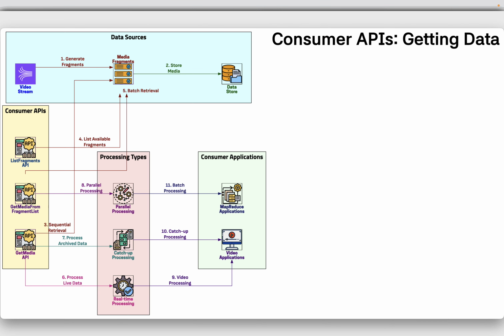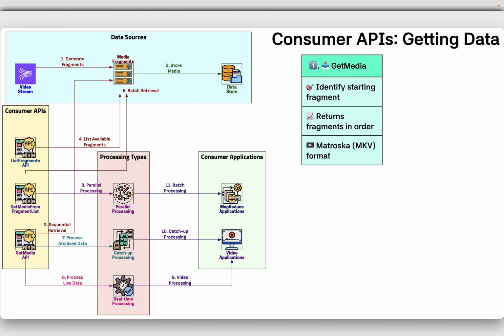Consumer APIs. So first one is GetMedia. So when using GetMedia, consumers must identify the starting fragment. The API then returns fragments in the order they were added to the stream, in increasing order by fragment number. The fragments have a structured format such as MKV, also known as Matroska.